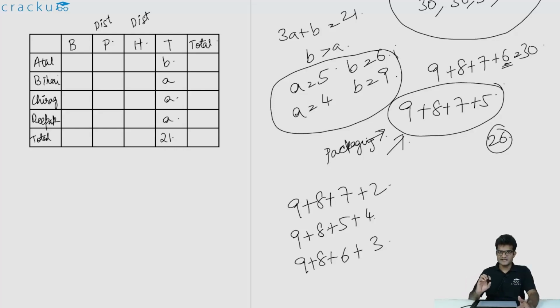And the reason we can actually pinpoint this intuitively is because 29 is a very large number. The highest possible is 30. You have to decrease 1 from some number. That 1 cannot be decreased from 9, because if you decrease that 1 from 9, it will become 8 and 8. There will be 2 8s.